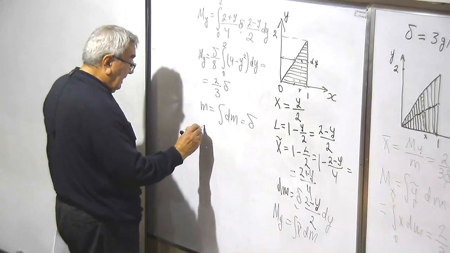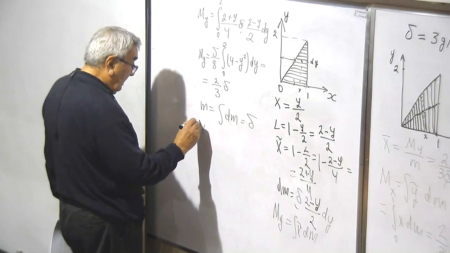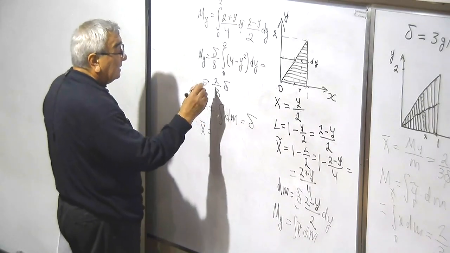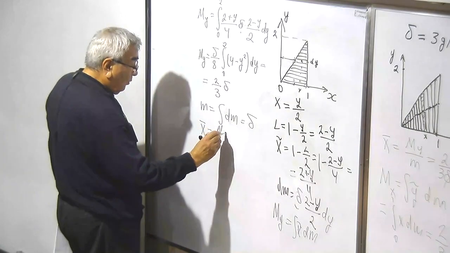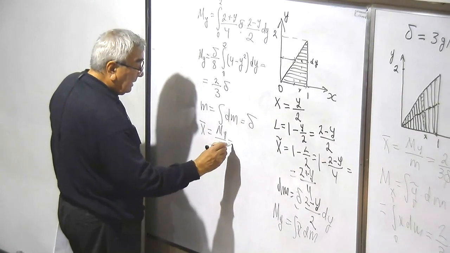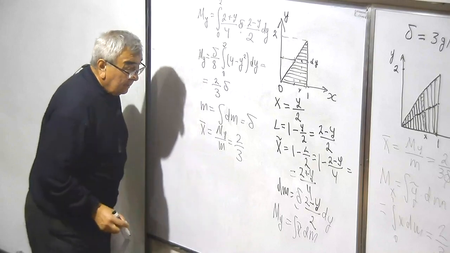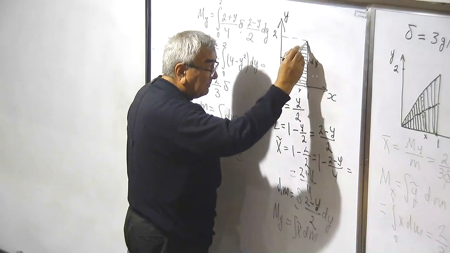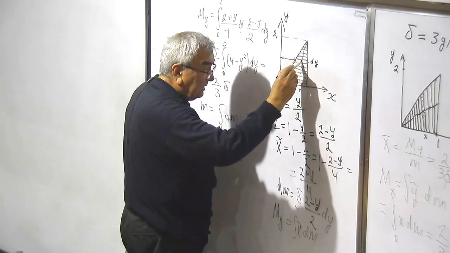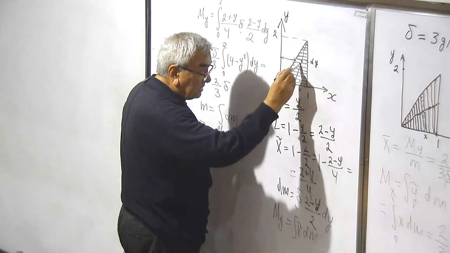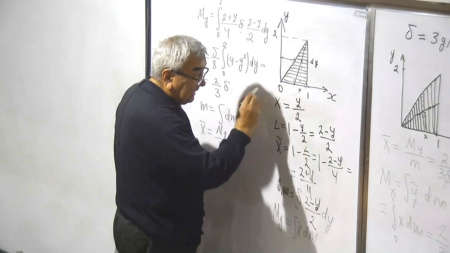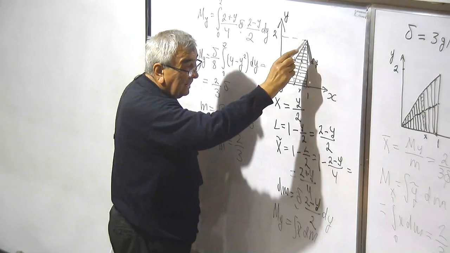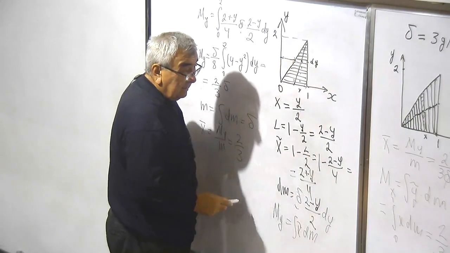So that means x bar should be equal. That means it is necessary to divide my by m. Again, you receive 2 by 3. That means you see now all this mass, all this strip, lies on this line, which is also a median, which is a plot from this vertex of this triangle.